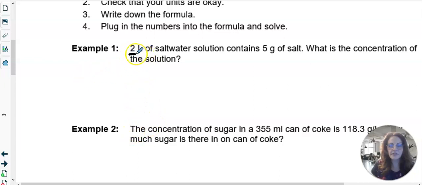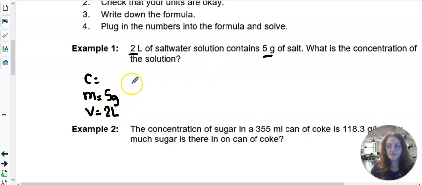It says that 2 liters of salt water solution contains 5 grams of salt. What is the concentration of the solution? So always start off by writing your information. C equal, M equal, V equal. 2 liters, would that be C, M, or V? 2 liters goes here at V. 5 grams, that would be mass. And it says, what is the concentration?